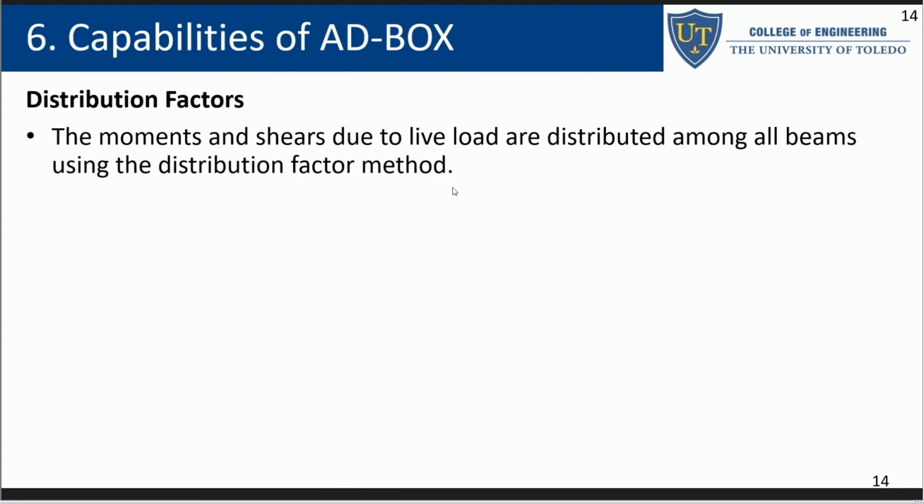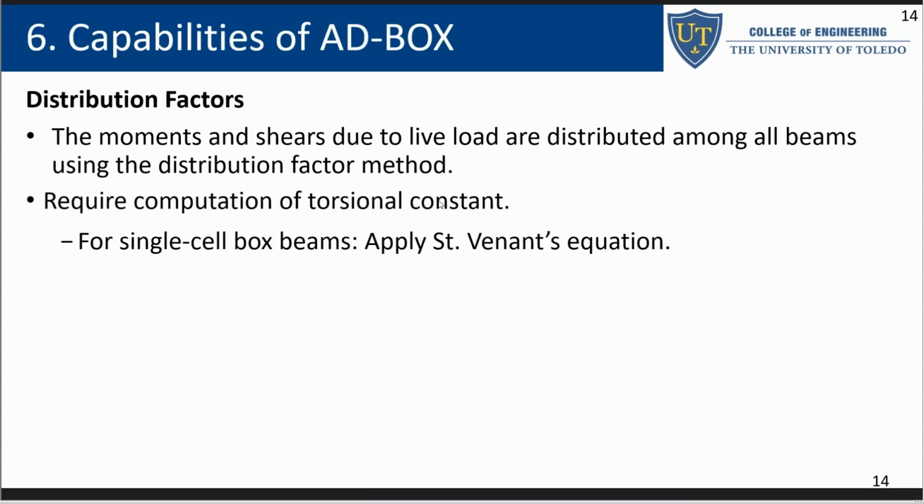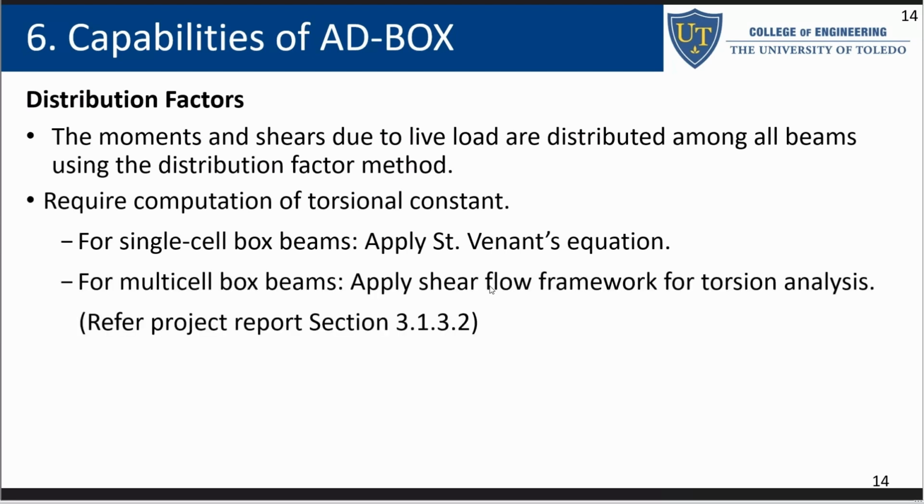The moment distribution and shear distribution factors are calculated based on the distribution factor method. During the calculation of the distribution factor, we need to compute the torsional constant. For the single cell box beam, the torsional constant is calculated using the Saint-Venant equation, whereas for the multi-cell box beam, we applied the shear flow framework for torsional analysis. The detailed process of these calculations can be viewed in the project report.